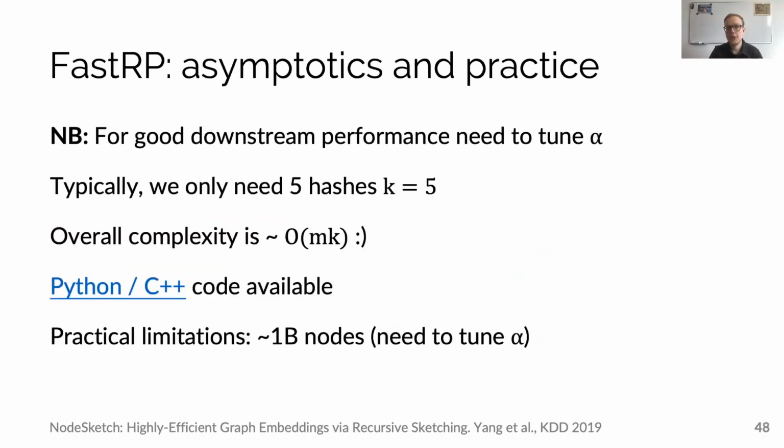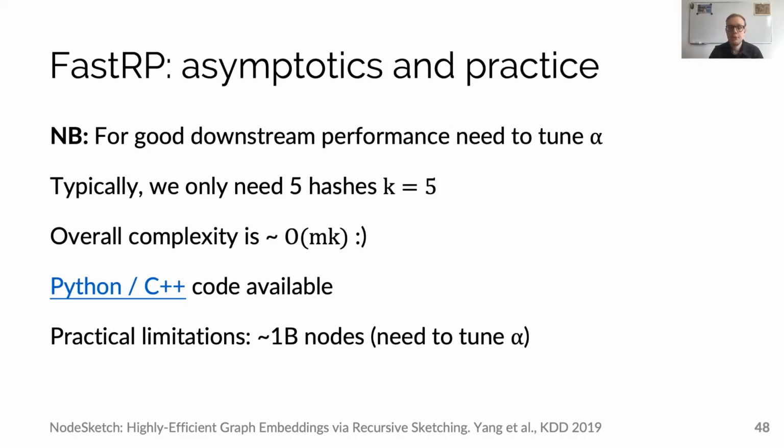And this is more efficient. So for good downstream performance, we need to tune the parameters again, but it's much faster to run, and we only need a couple of rehashes more than in FastRP, but it's compensated by the memory advantage of this algorithm. And the practical limitation is, again, 1 billion nodes, just because we want to tune alpha for our particular graph.